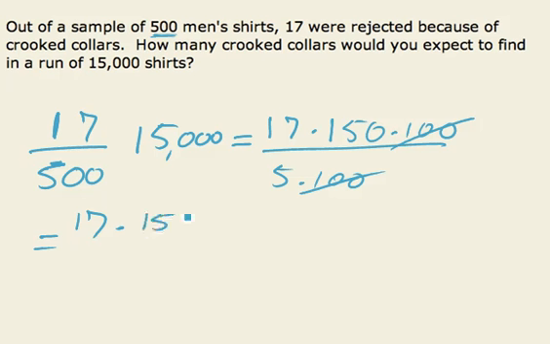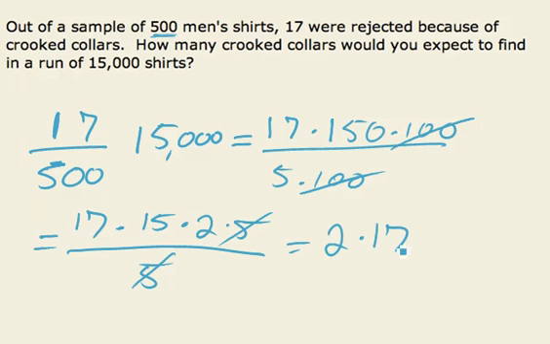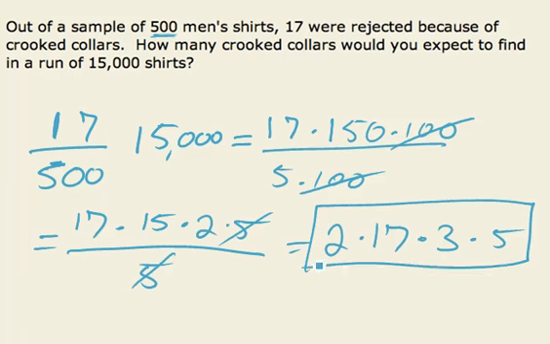150, that's 15 times 10. 10, that's 2 times 5. There's my 5. So that cancels with that 5, and I'm left with 2 times 15 times 17, which of course is another hard product to do. Let me write 15 as 3 times 5. So on one hand, you could leave this here. There's your final answer, a bunch of stuff multiplied together, right?